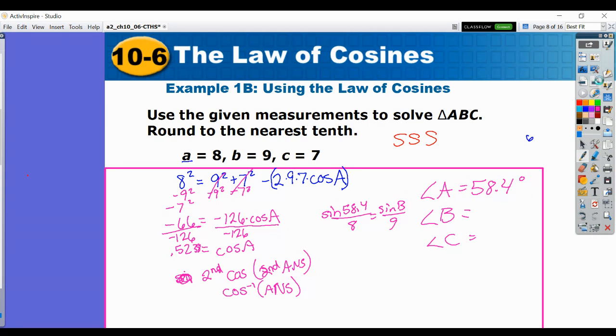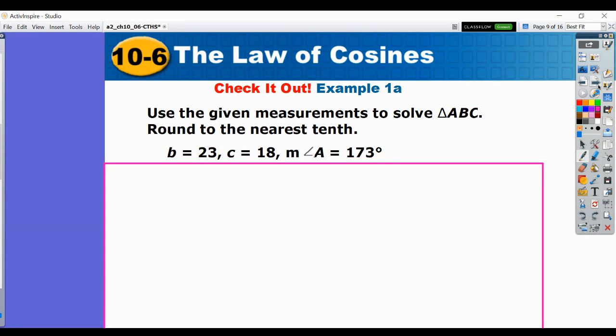I'm going to go ahead and move on to another example. This one is side-side angle. Good news, side-side angle, those are the ones where you just plug it in. So here I have angle A. That means I'm going to start with A squared equals this one squared plus this one squared minus 2 times those other two numbers. This is the law of cosines, so this is cosine of 173.